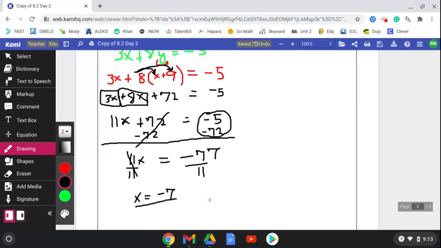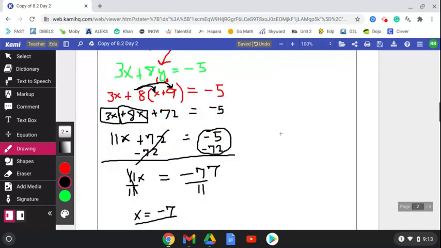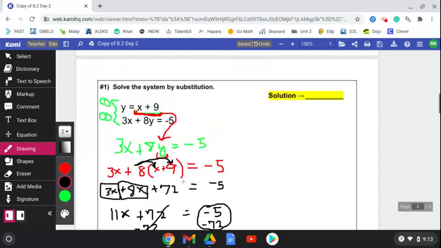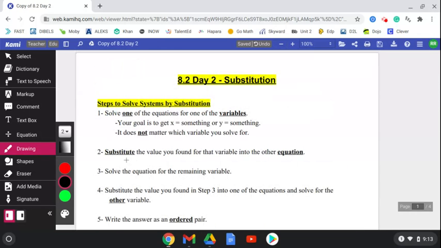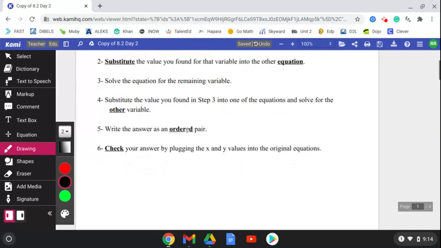Okay, now remember, that's not my answer. This is a system. A system has an ordered pair for a solution, and an ordered pair consists of an x value and a y value. So the step that we just did, we substituted the value that we had for y into the other equation, so that now we have x. That was step 3. Solve the equation for the remaining variable. Our remaining variable was x, and we just solved for x.